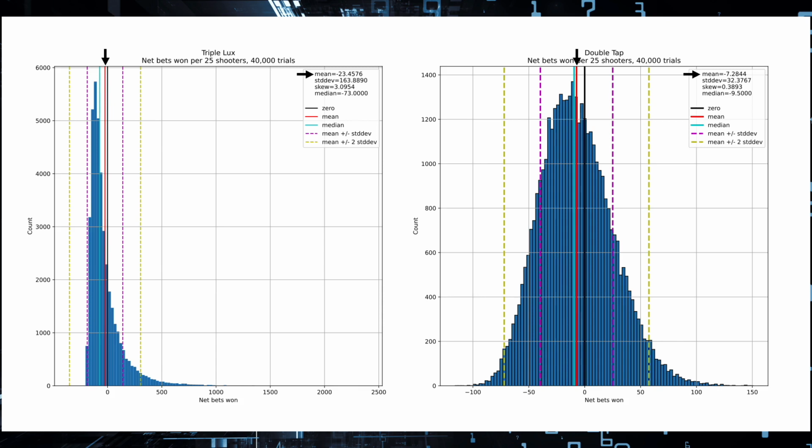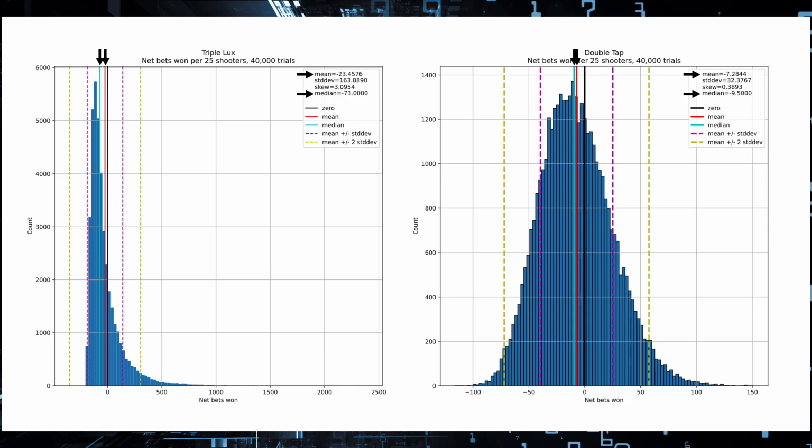But if we look at the median values, we have a different story. The median is the value which half of the observations are greater than and half of the values are less than. For double tap, the median is about -9 bets. But for Triple Lux, it is -73 bets. So far in this series, our medians have been close enough to their respective means to avoid talking about them. But with Triple Lux, we need to discuss it. We'll get back to that in a minute, but first let's talk about these plots a little more.